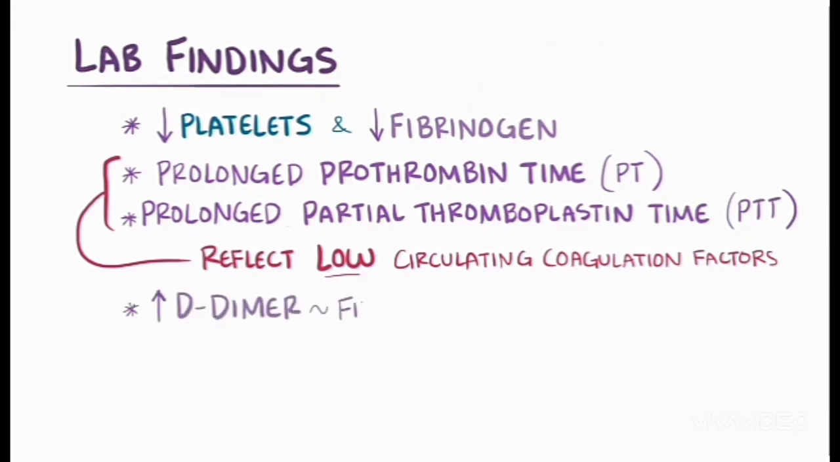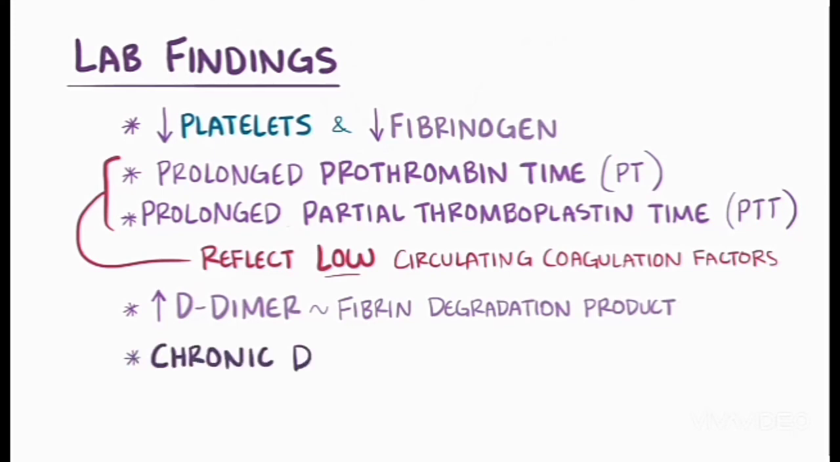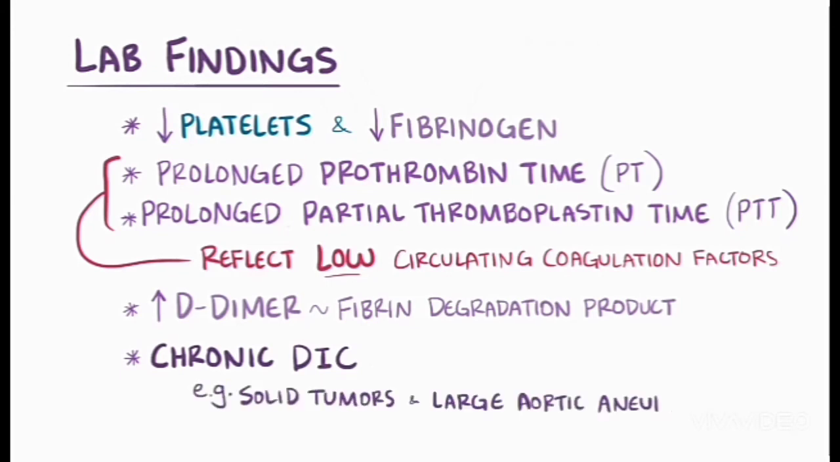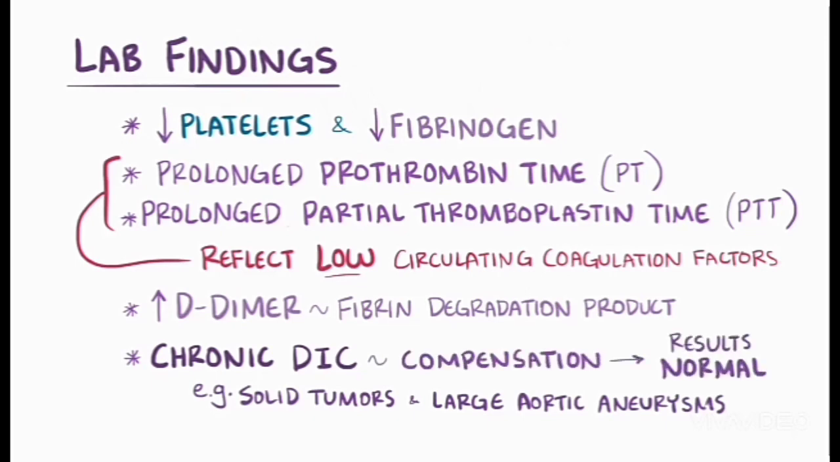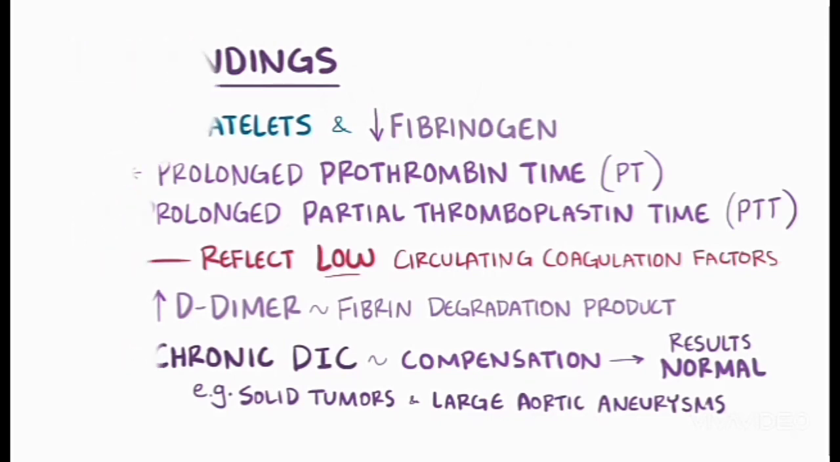And next is increased D-dimer, and D-dimer is nothing but the fibrin degradation product which is released in the blood after fibrinolysis. In some chronic DIC conditions, for example solid tumors and large aortic aneurysm, it can be compensated and results can be normal in the patient.